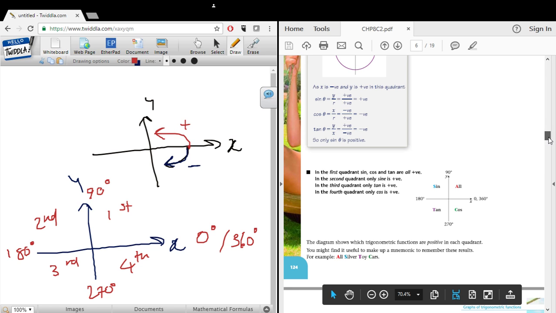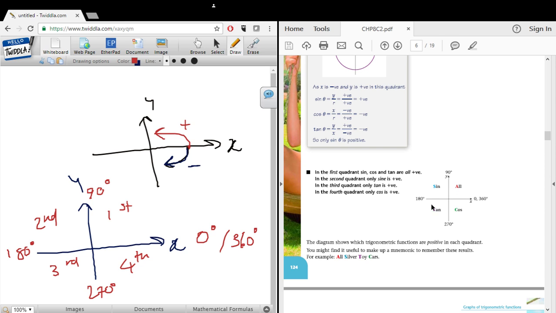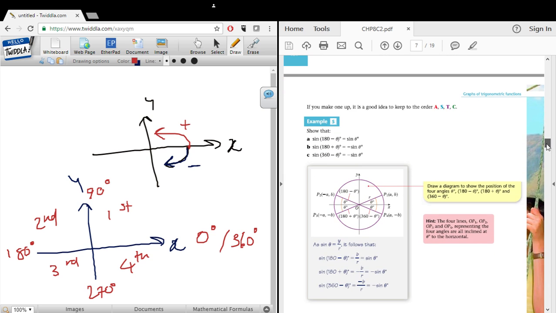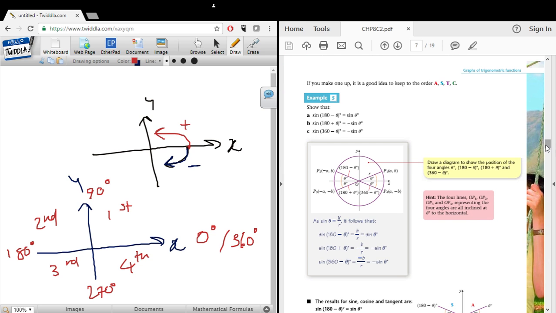It's very important, and you can see they've utilized it for you to remember what sign goes where for which trigonometric function in a specific quadrant. So here all of the functions are positive. Here only sine is positive, so that means cos and tan are not positive. Here tan is positive, that means sine and cos are negative, and here cos is positive, which means that tan and sine are negative. And so here you have a particular example. Show that sine of 180 minus theta degrees equals sine theta.